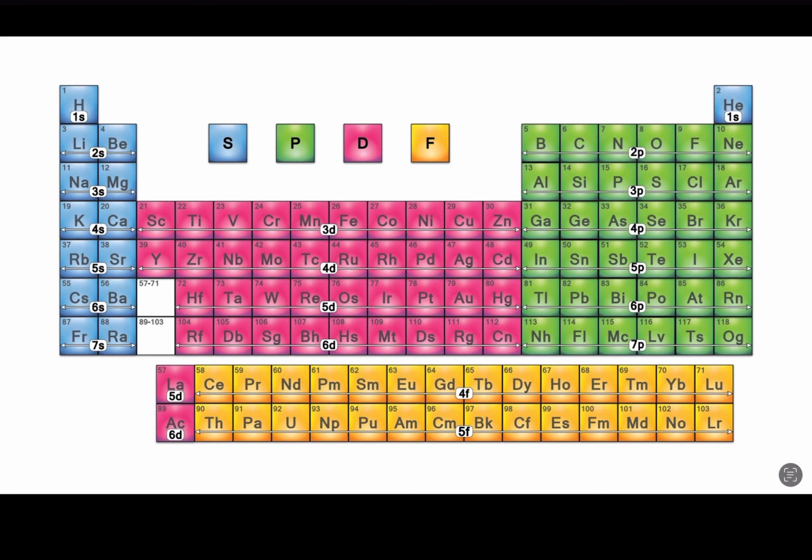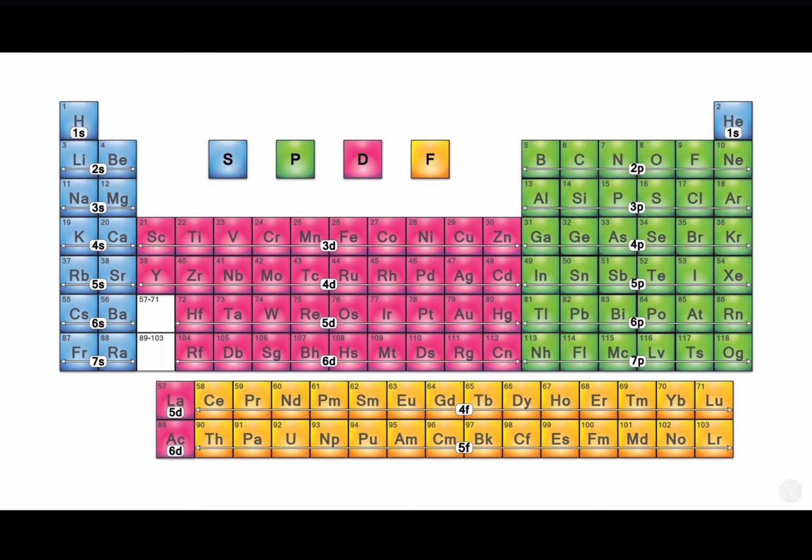So now what do we mean by blocks? First of all, my dear students, the last electron of an element when enters the S subshell, that is 1s, 2s, 3s, 4s, 5s, 6s, 7s, then that element will belong to the S block of the periodic table, which is shown blue in color.